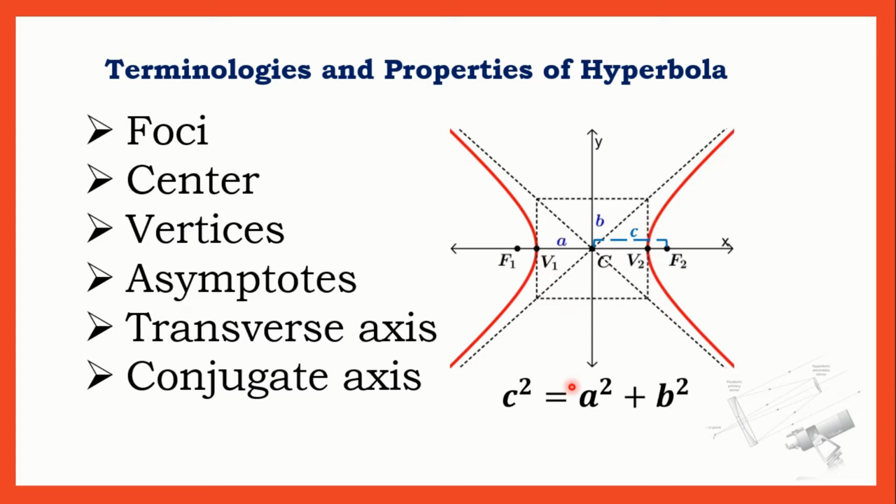And the square of c is always equal to the sum of the square of a and the square of b. An auxiliary rectangle is formed to aid in sketching the asymptotes. The sides of the rectangle pass through the vertices and through the endpoints of the conjugate axis.